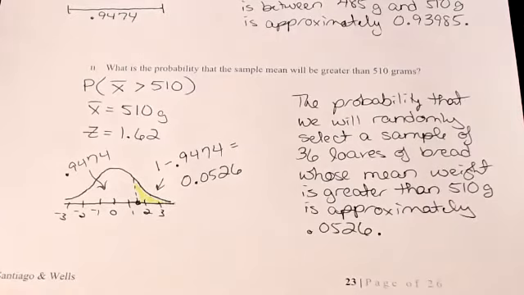So the likelihood that the average weight of that sample of 36 loaves of bread is greater than 510 grams is really low. There's only a 5% chance that that's going to happen, right? Because 0.0526 directly corresponds to a 5.26% chance. So it's pretty unlikely.